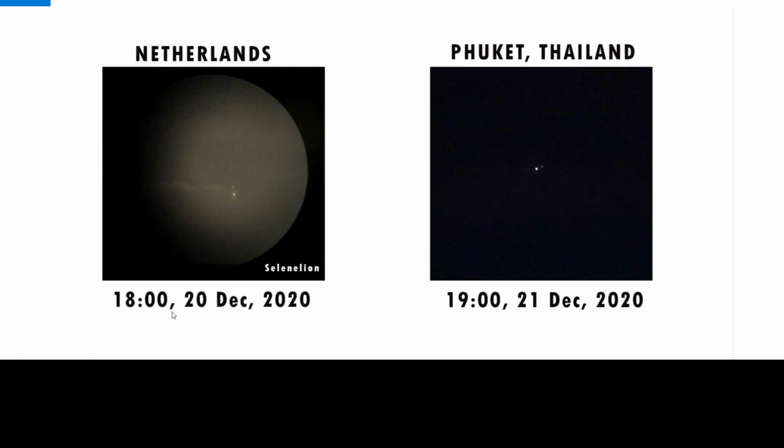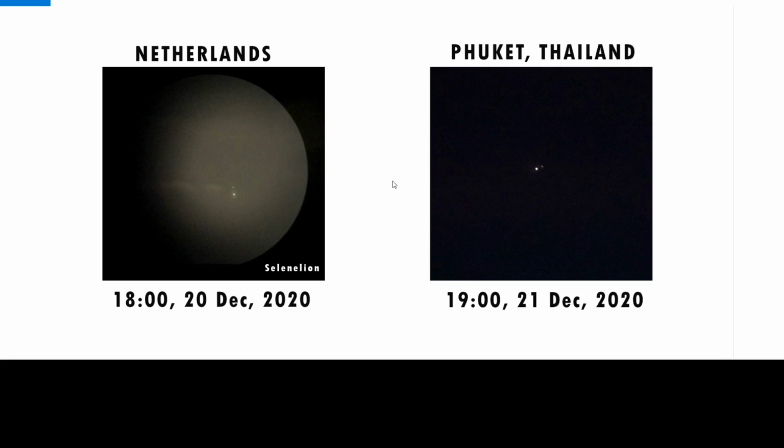Now, this was taken the day before, on the 20th of December, but around the same time of the evening, 6 o'clock in the evening after sunset over there. The picture is by Selene Lyon, and we can see here Jupiter on the bottom and Saturn above it in this more vertical alignment. I think this was a picture taken with an iPhone looking through binoculars or a telescope. I'm not entirely sure. This vertical alignment as seen from the Netherlands compared to the more horizontal alignment that we see in Phuket, Thailand is quite a significant difference in what we're seeing.